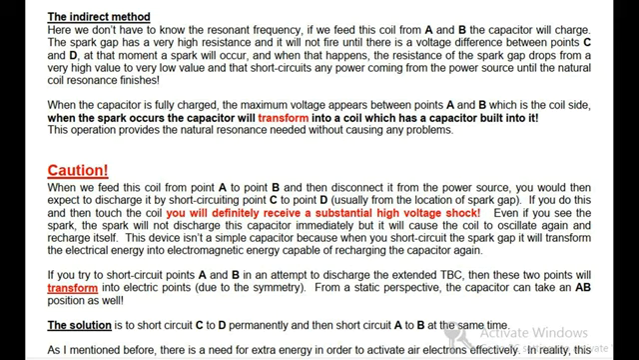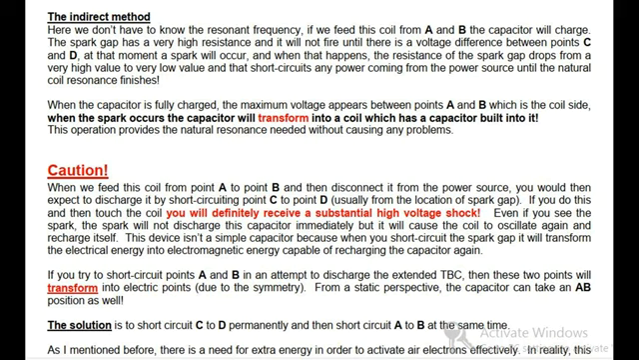The spark gap has a very high resistance and it will not fire until there is a voltage difference between point C and D. At that moment a spark will occur, and when that happens, the resistance of the spark gap drops from a very high value to very low value, and that short circuits any power coming from the power source until the natural coil resonance finishes. When the capacitor is fully charged, the maximum voltage appears between points A and B, which is the coil side. When the spark occurs, the capacitor will transform into a coil which has a capacitor built into it. This operation provides the natural resonance needed without causing any problems.